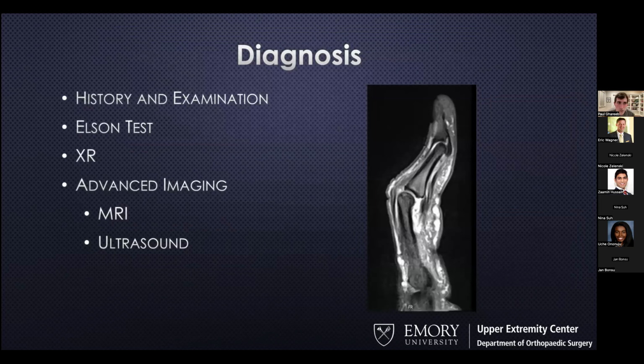To diagnose it, usually you're going to rely on your history and your physical exam. Elson's test is going to be very important in evaluating the integrity of the central slip, and I'll have a video of that in just a sec. X-ray is going to be important. There can be fractures or small avulsion fractures at the base of the middle phalanx that you need to diagnose. And then you can get advanced imaging such as an MRI, or nowadays, if you're comfortable or if you have a good ultrasonographer, you can get an ultrasound to evaluate for central slip rupture.